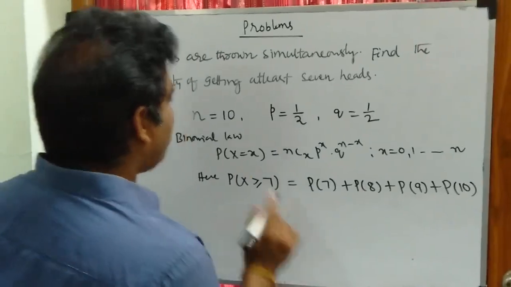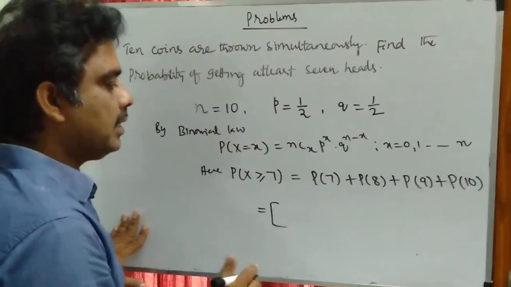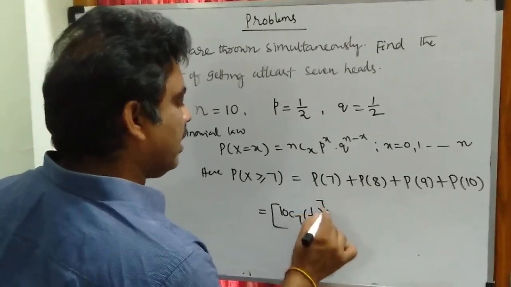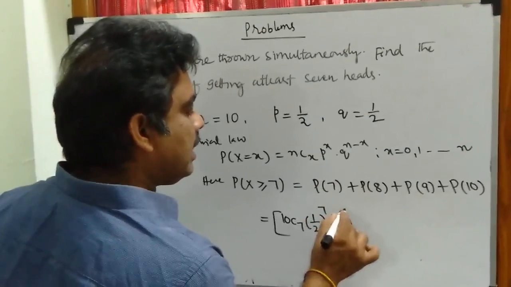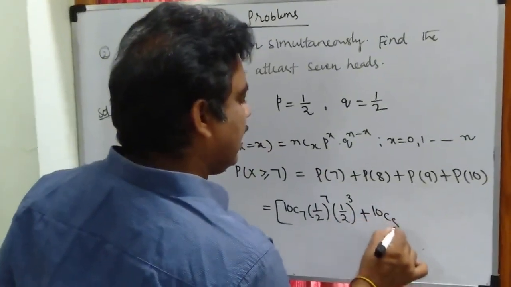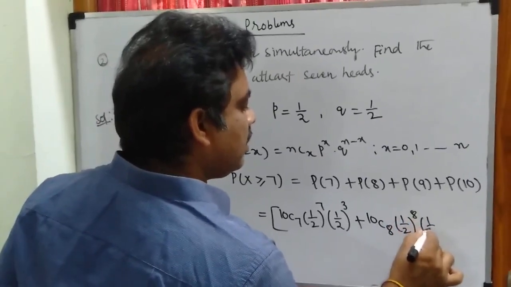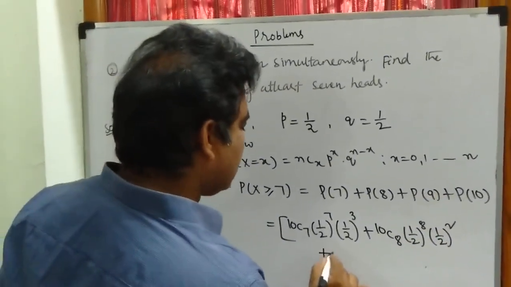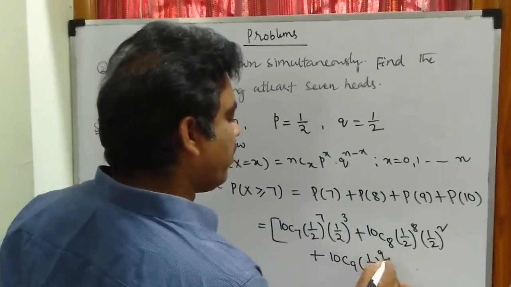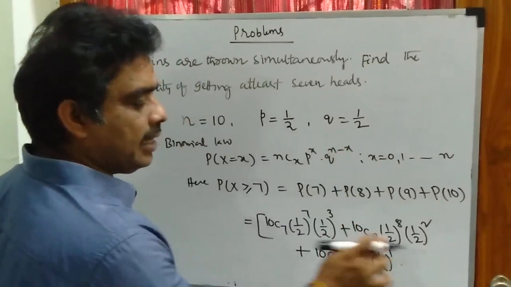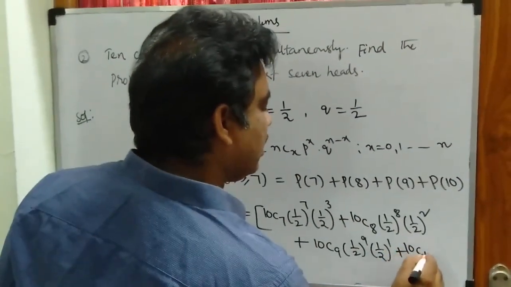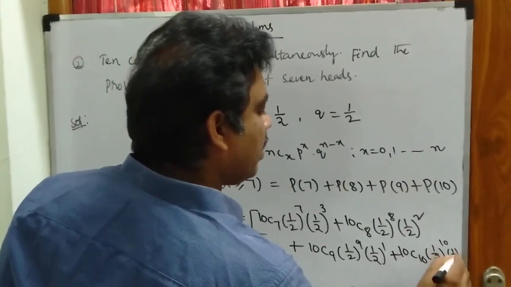P of x is nCx p power x q power n minus x. So P of 7 means 10C7 into (1 by 2) power 7, and q also (1 by 2) power 10 minus 7, that is 3. Similarly, second, P of 8 means 10C8 into (1 by 2) power 8 into (1 by 2) squared. Next, third term, putting x is equal to 9, 10C9 into (1 by 2) power 9 into (1 by 2) power 10 minus 9, that is 1. And the last value, when x is equal to 10, P of 10 is 10C10 into (1 by 2) power 10 into (1 by 2) power 0.